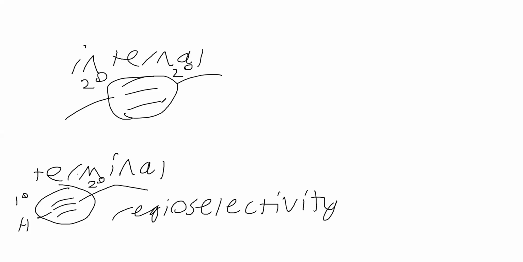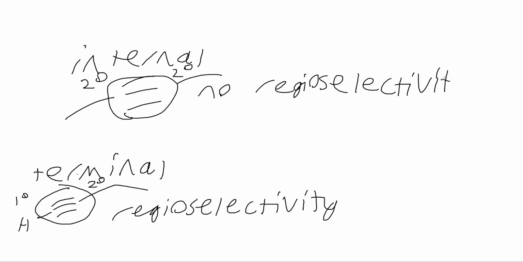Whereas for internal, there's no regioselectivity because both sides are the same. Okay. So yeah, that's just identifying these, which isn't too bad, and recognizing what that entails, the regioselectivity or the lack of regioselectivity.